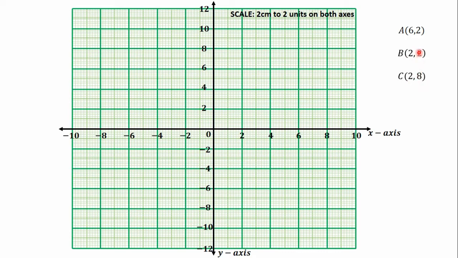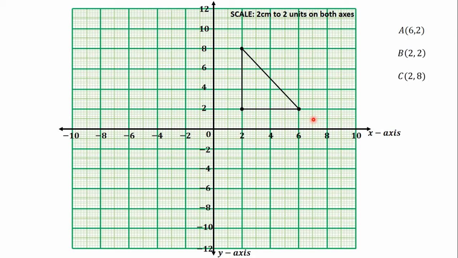So let's do that. Point A has the coordinates 6, 2, so 6 on the x-axis and 2 on the y-axis will meet at this point. So here is point A. Point B is 2, 2, so 2 on the x-axis and 2 on the y-axis will meet at this point. So point B is here. And point C is 2, 8. 2 on the x-axis, 8 on the y-axis will meet at this point. So we will join them to form triangle ABC.